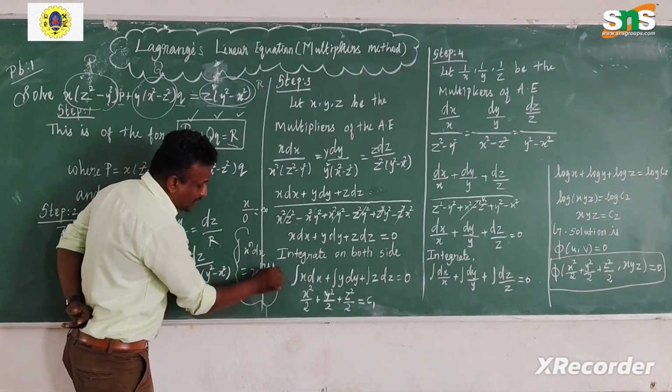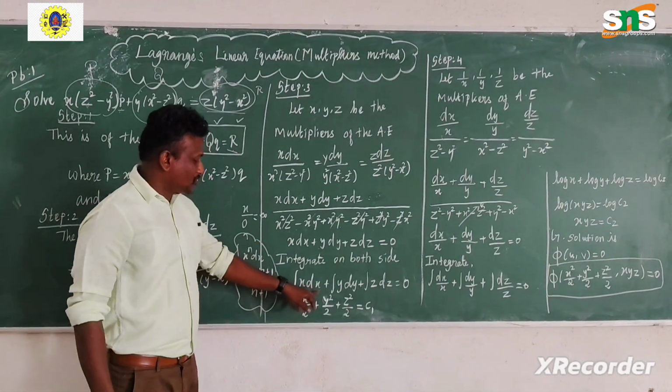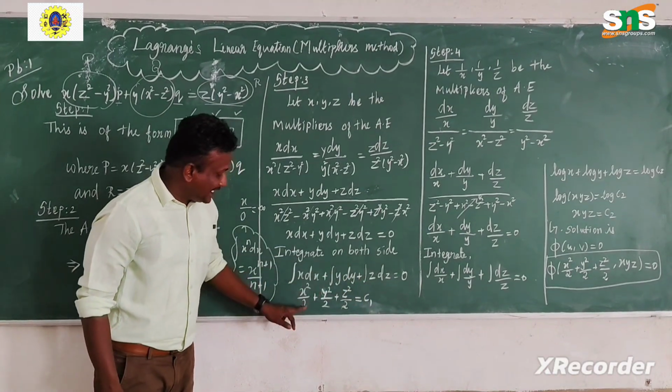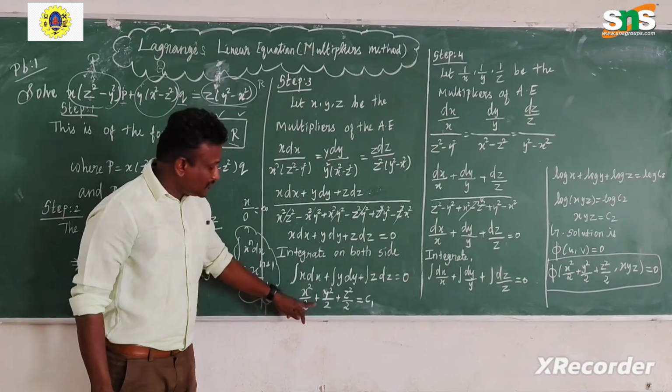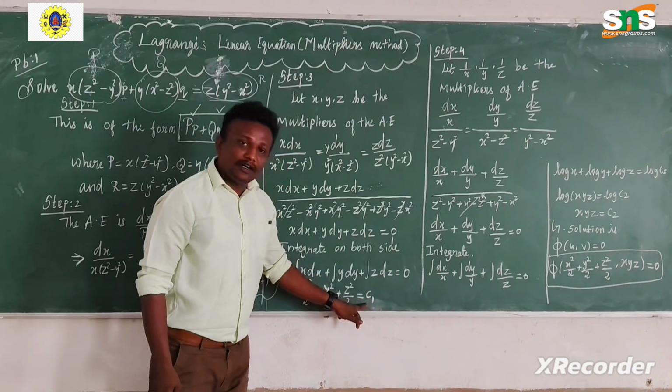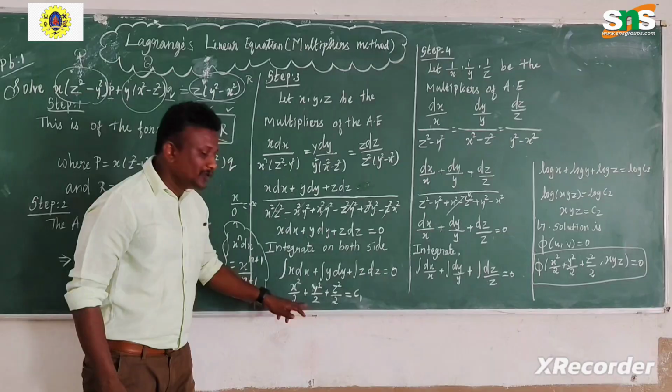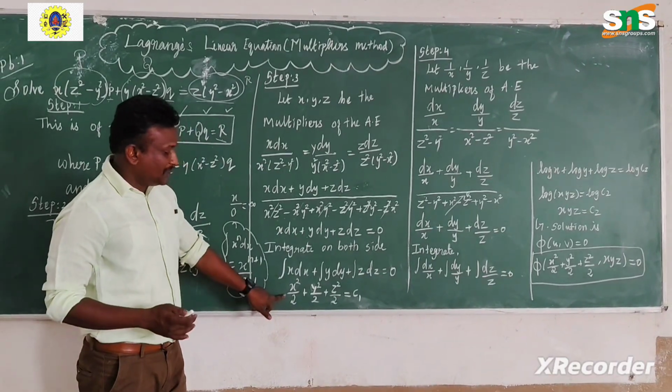So you can use this formula to integrate. I have used this formula in all these three steps. After integrating, I get this as my answer. On the right hand side you will get a constant. So this is my first solution. Your first constant value is going to be your first solution.